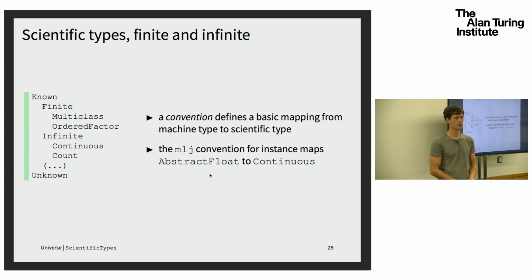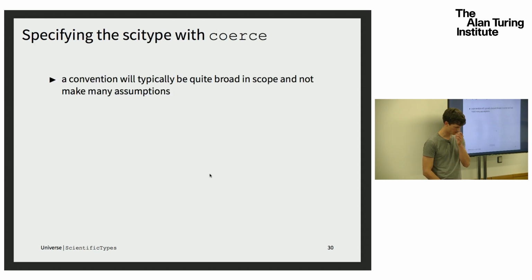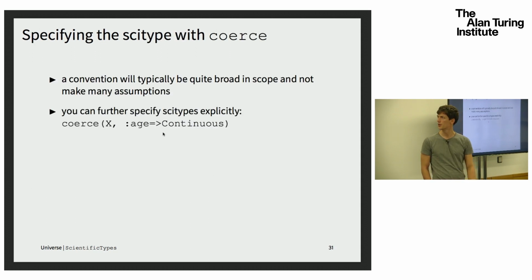But such conventions are necessarily a little bit vague, right? For instance, you might have a 3.14 in a column where you only have two distinct values, 3.14 and 5.2. Even though they're encoded as floating point numbers, you would maybe want to consider them as multi-class. To specify explicitly how things should be interpreted, you can use the coerce method. For instance, here you can coerce an arbitrary table X to have its column age interpreted as continuous.